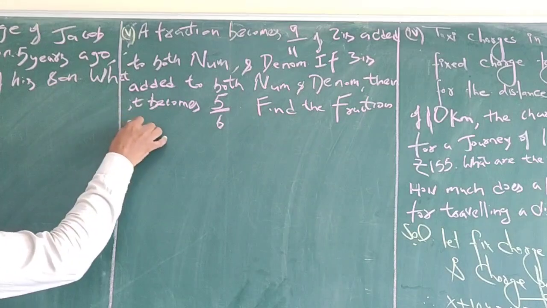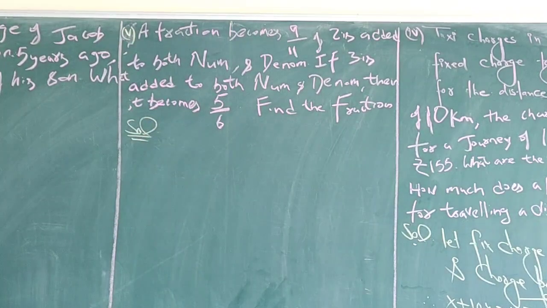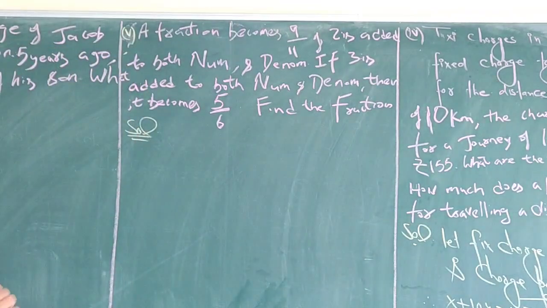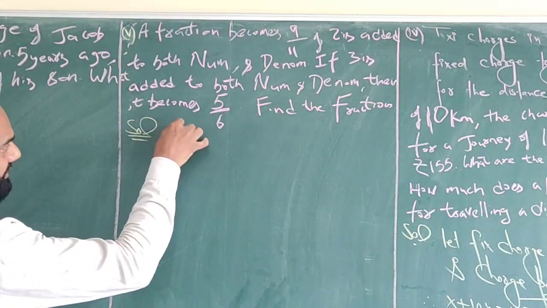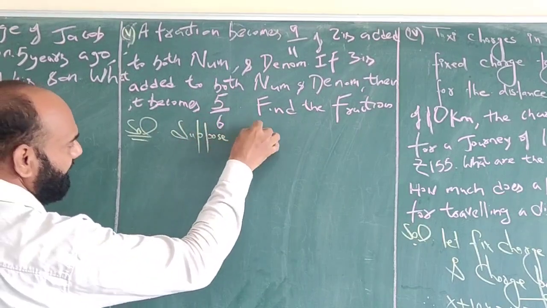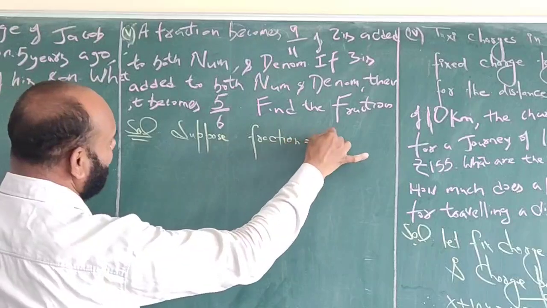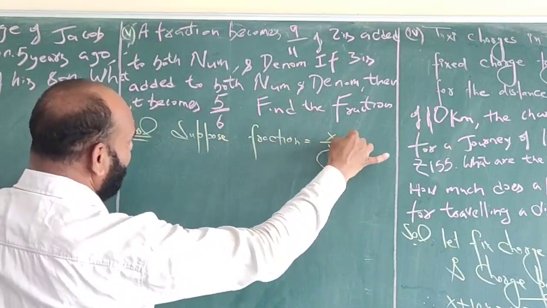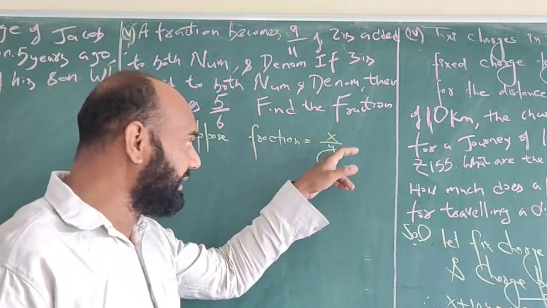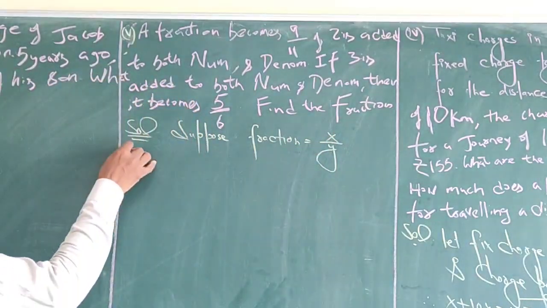So first of all, we suppose any fraction, and this can be taken in the form of a upon b, p upon q, c upon d, x upon d, anything. So suppose the fraction is equal to x upon y, and when we take the fraction as x upon y, then x is said to be the numerator and y is said to be the denominator. So according to the conditions.